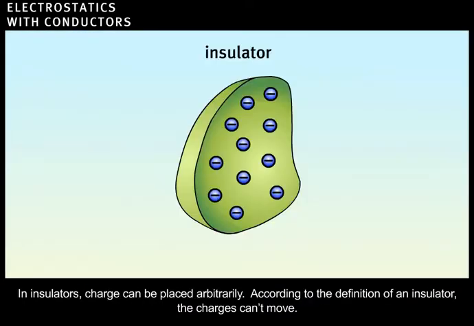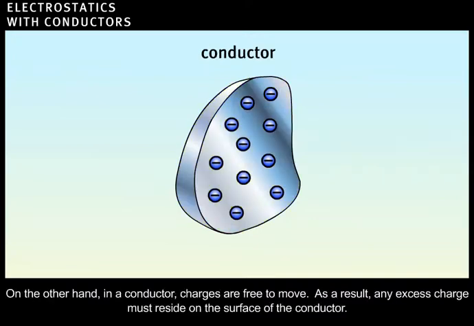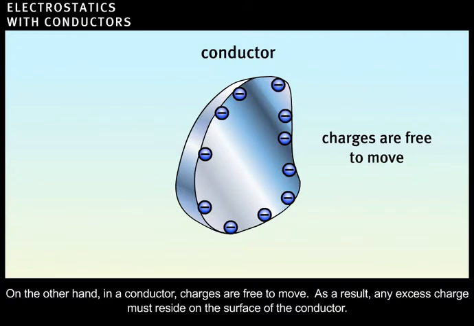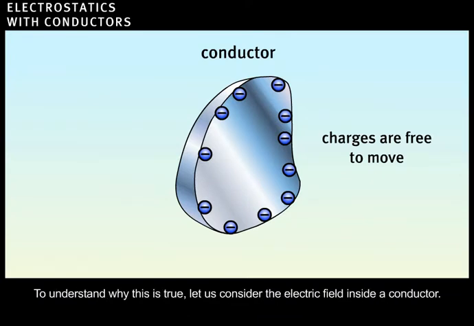In insulators, charge can be placed arbitrarily. According to the definition of an insulator, the charges can't move. On the other hand, in a conductor, charges are free to move. As a result, any excess charge must reside on the surface of the conductor. To understand why this is true, let us consider the electric field inside a conductor.